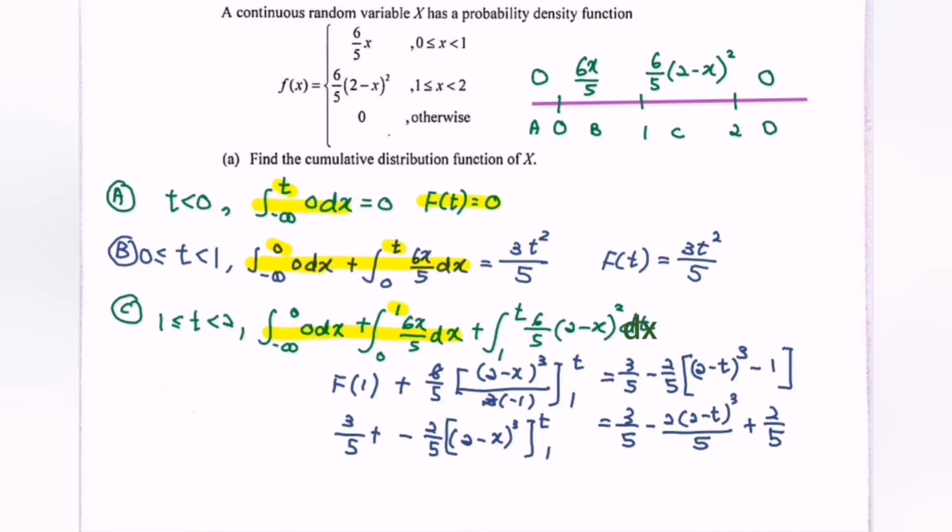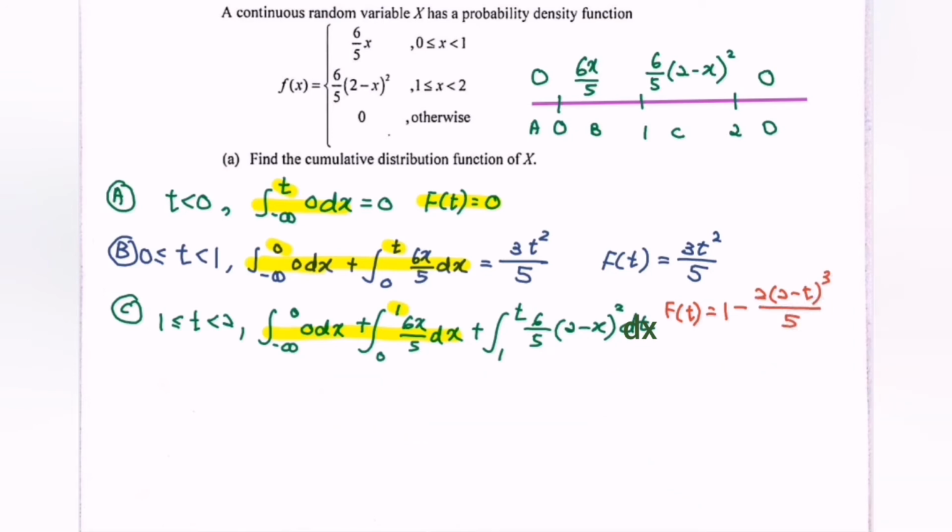So finally we have the situation which is 1 minus 2 bracket 2 minus t bracket to the power of 3 over 5. So that is the situation for this part. So meaning that in here we have f of t which is equal to 1 minus 2 bracket 2 minus t to the power of 3 over 5.